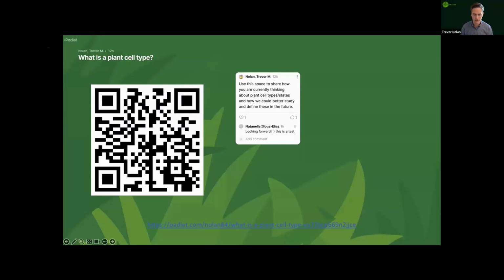We want to do this at the beginning so that we can get a sense of where we're starting at, and also so we can look as we go throughout this series and think about how our thoughts and ideas are changing, and how we can generate new and exciting directions and come together as a community to better define these terms, and to really push our research forward as the Plant Cell Atlas.